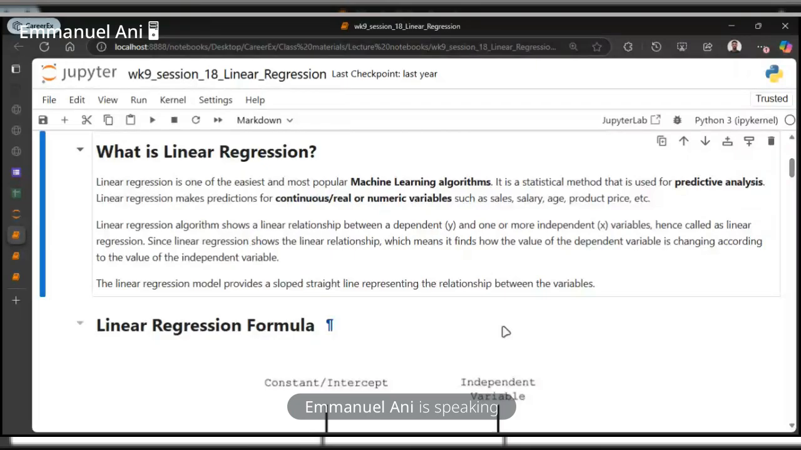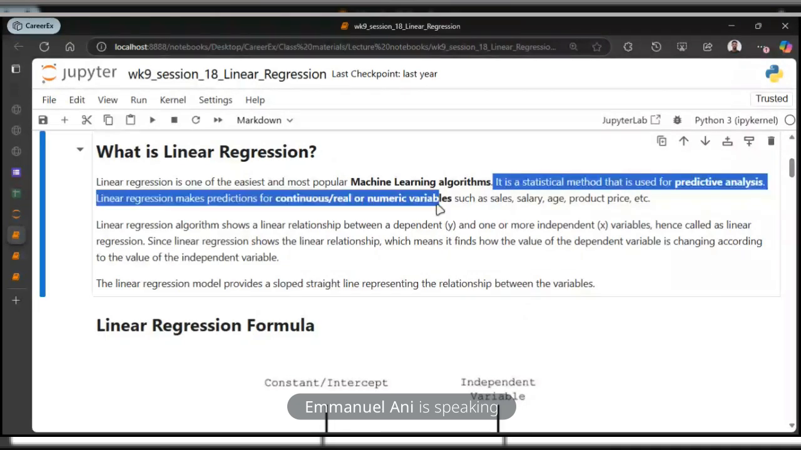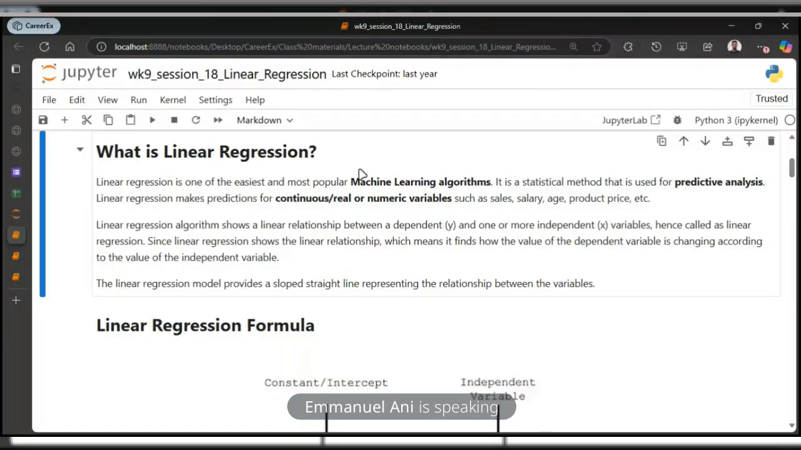All right. So as you can see on the screen, linear regression is one of the easiest and most popular machine learning algorithms. That's basically where we are starting with it. It's one of the easiest actually and the most popular ML algorithm. It's the statistical method used for predictive analysis, basically. So what we are going to be using linear regression for is to create a predictive model. Let's say you want to be able to predict something in the future. You can use some of these algorithms like linear regression to do that predictive analysis.